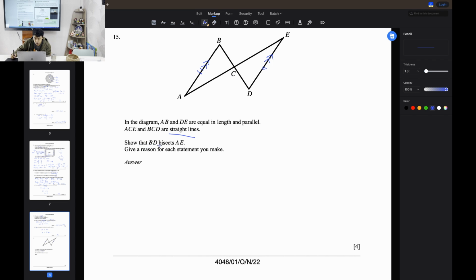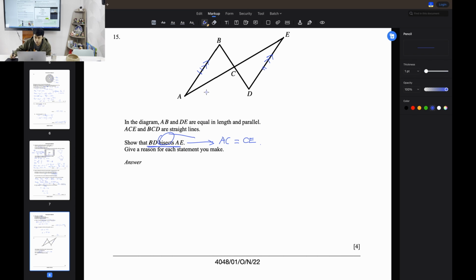Show that BD bisects AE. BD bisects AE. What do you need to prove? You just need to prove AC equals CE, right? Bisects means you cut into half. BD cuts AE into half. So AC equals CE. You just need to prove this. Okay, give a reason for each statement you make. It's a 4 marks question.